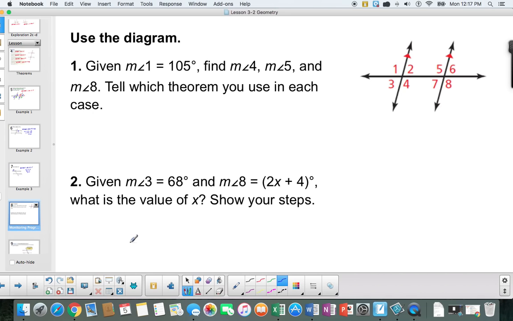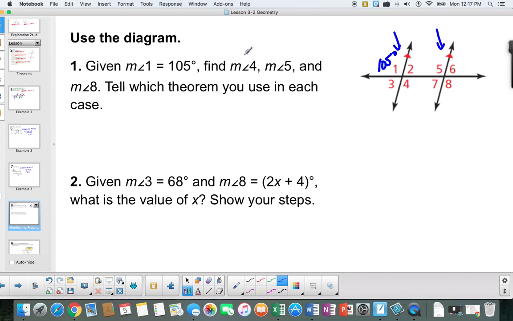All right, again we have parallel lines. I can see these arrows here, so I can use these theorems. I'm told that angle 1 is 105 degrees, and I'd like to find angles 4, 5, and 8.